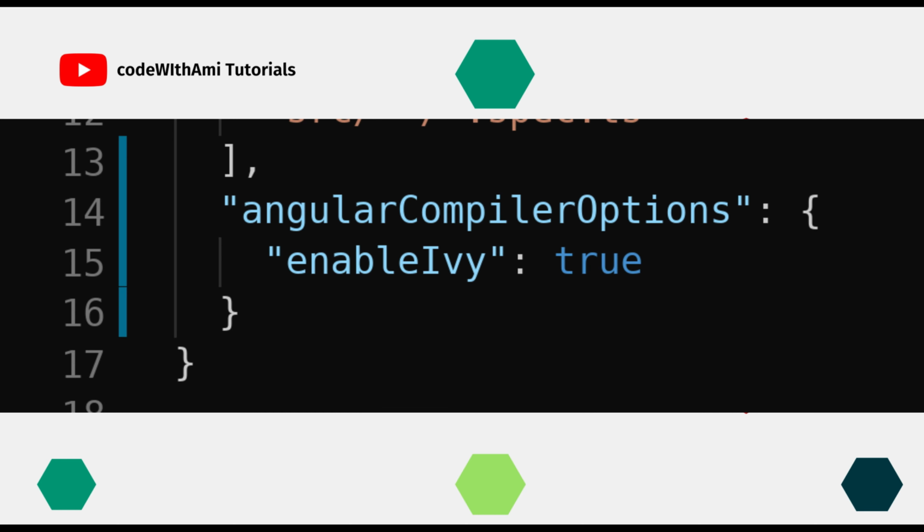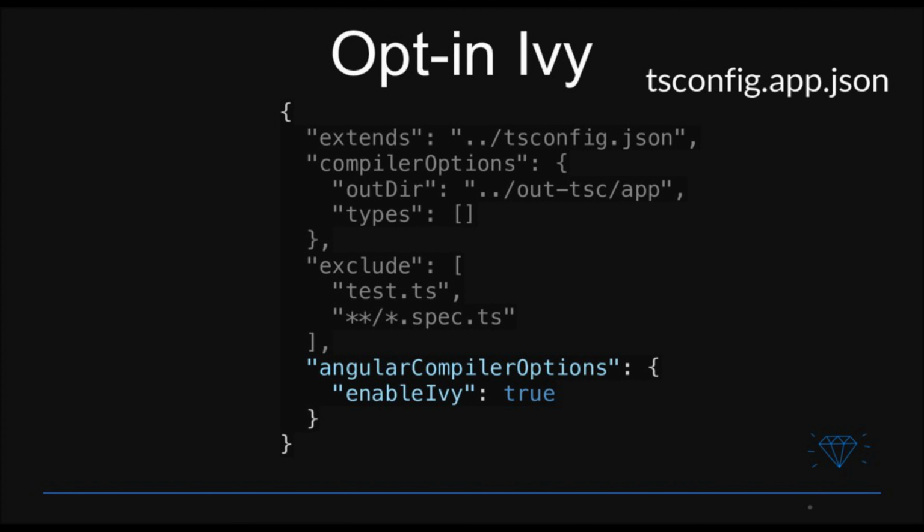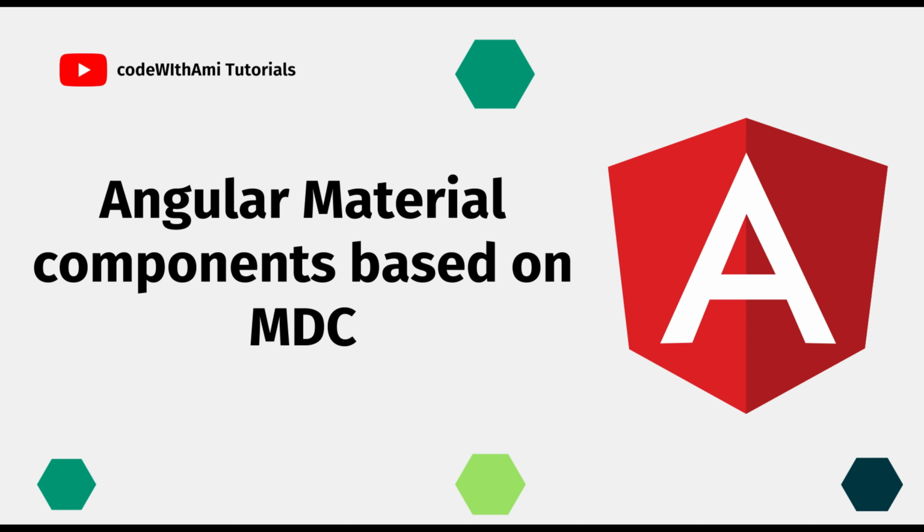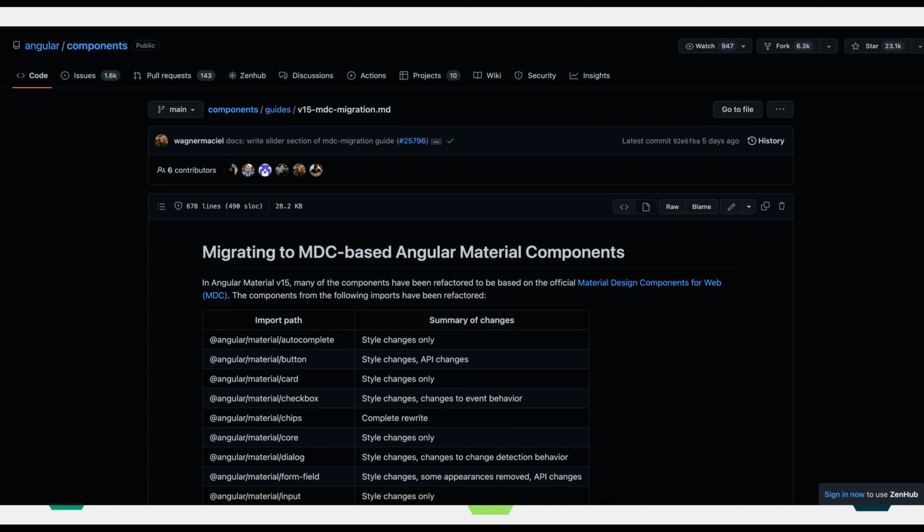So if you remember in the previous releases, like Angular 13, I used to do a lot in tsconfig.json, where I used to add enableIvy as true or false based on my application status. But now things are different. Ivy is going to be the default engine now. Next, Angular Material components based on MDC. I think we have already discussed this.